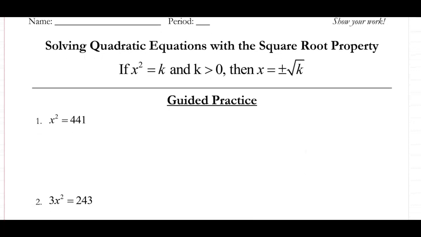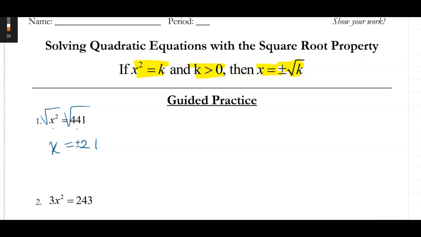So the square root property, how does it work? Well, if you have an equation where you have x squared equal to a number, you can take the square root of both sides like this. And the square root of x squared is going to give you x. Square root undoes the squaring. And the square root of 441 happens to be 21. And we have to put plus or minus here. Square root property, if we go look at it over here, if x squared is k, some number greater than 0, then when we take the square root of both sides, we get that x is equal to plus or minus the square root of k.